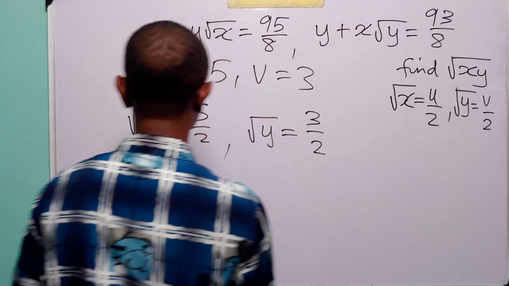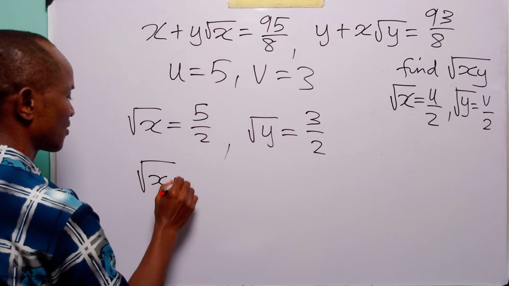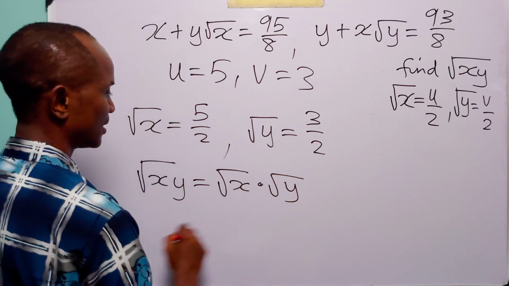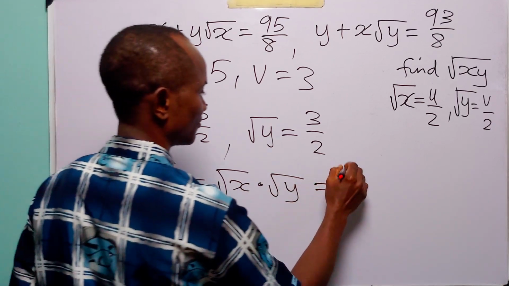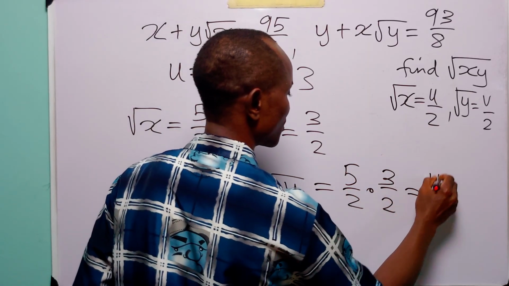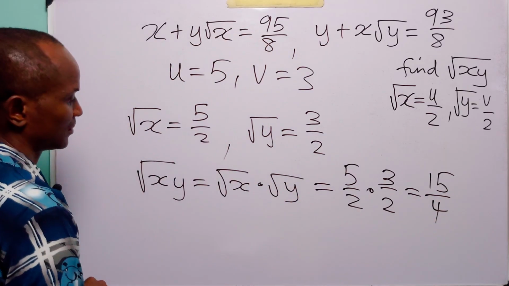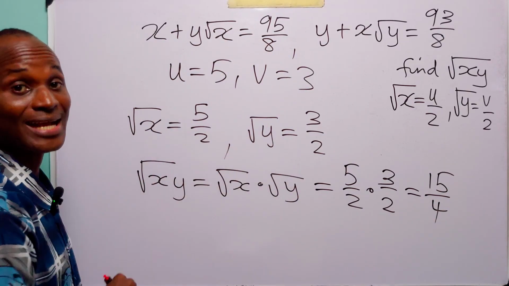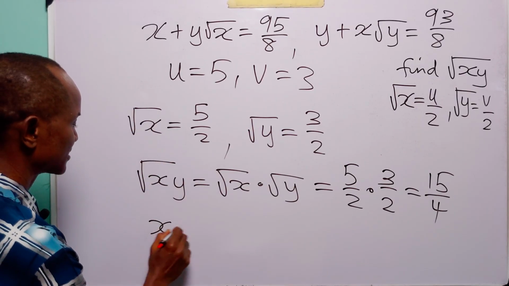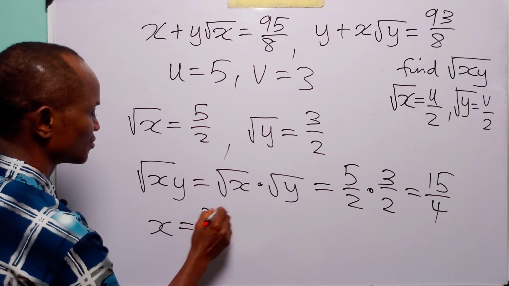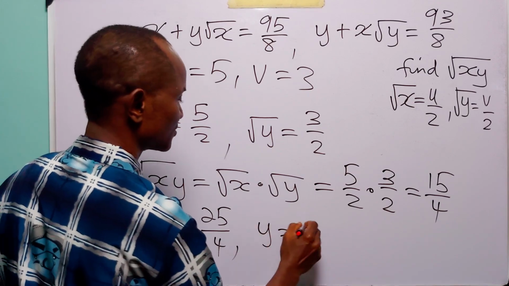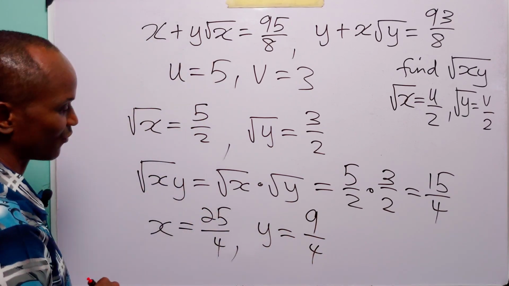Now, to find the value of root xy, this is simply equal to root x multiplied by root y, and this is equal to 5 over 2 multiplied by 3 over 2. This is equal to 15 over 4. Of course, from here, we can find the values of x and y, because we know that from here, squaring both sides of this equation, x is equal to 25 over 4, and y is equal to 9 over 4.